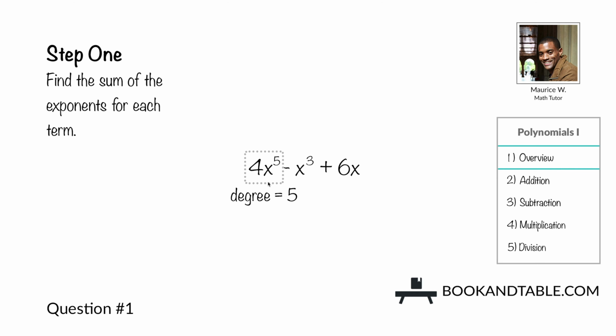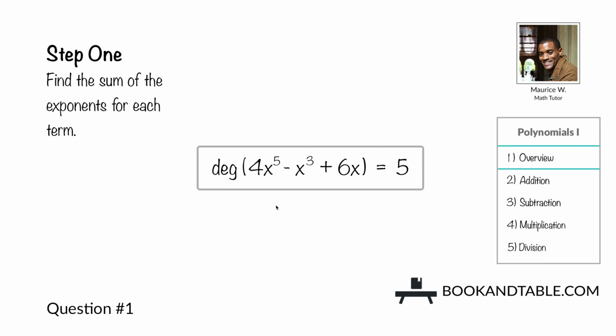And then we have 4x to the 5th. X to the 5th has a degree equal to 5. So since this is the largest degree of the polynomial, then the degree of 4x to the 5th minus x to the 3rd plus 6x is equal to 5.